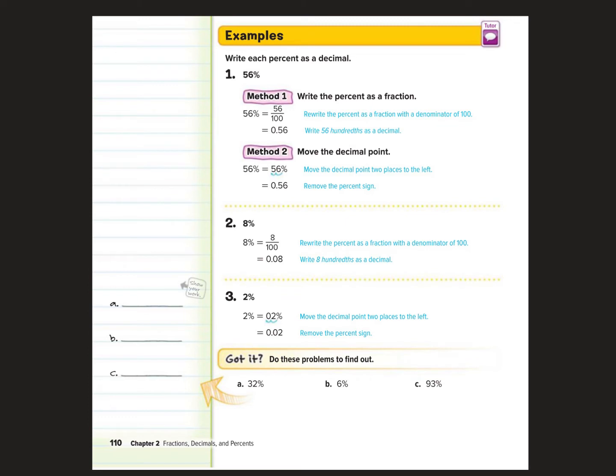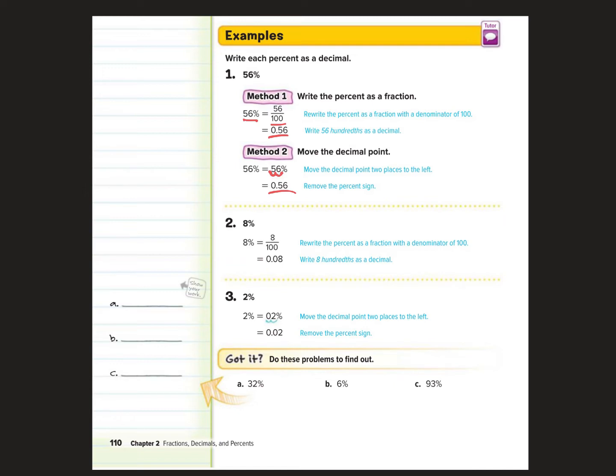All right, so here it's telling us to write each percent as a decimal. Our first step is we're going to write our percent as a fraction. 56 hundredths. Hey, I know that this number right here is 56 hundredths. And then our second method was, if I want 56%, I know that the decimal starts there. I can move it back twice. So 56 hundredths is another way I can do that.